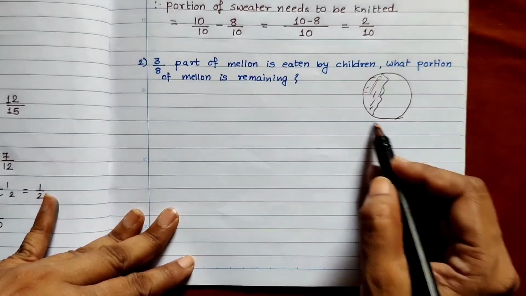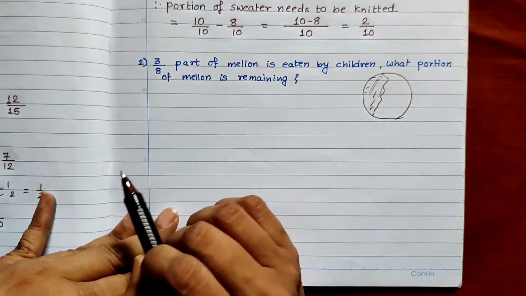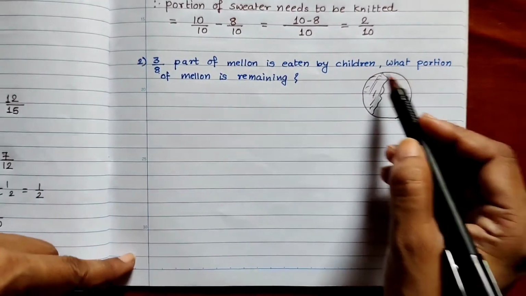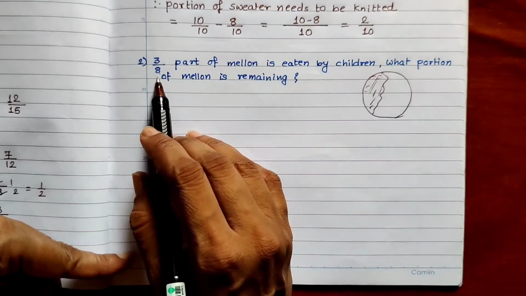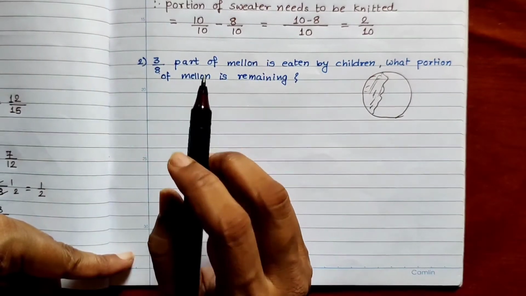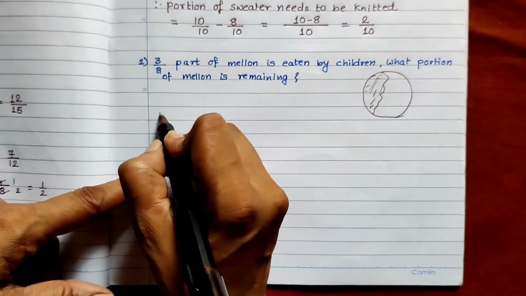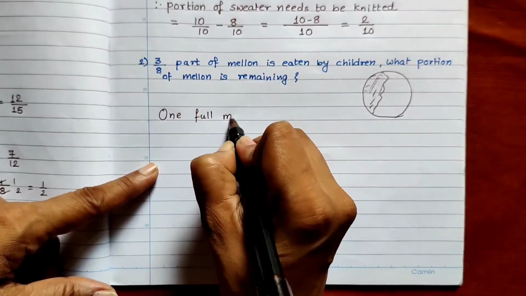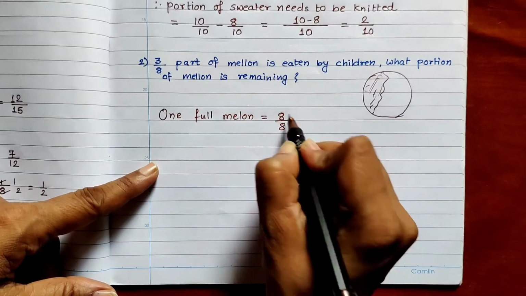So full one melon is there. From 8 parts, 3 parts are eaten by the children. 8 is in the denominator. So full one melon will be represented by which fraction? As the denominator is 8, in the numerator also we have to write 8. 8 upon 8 is 1. So one full melon is equal to 8 upon 8. 8 upon 8 means 1.